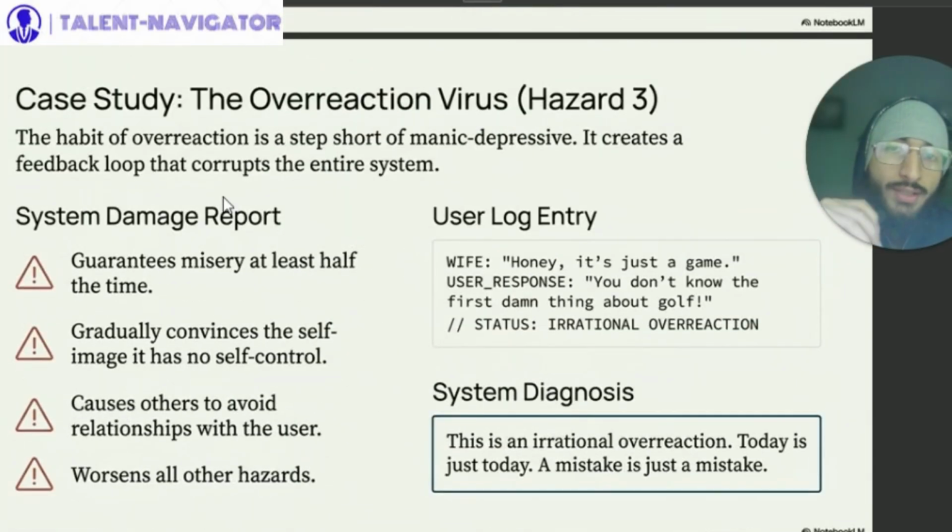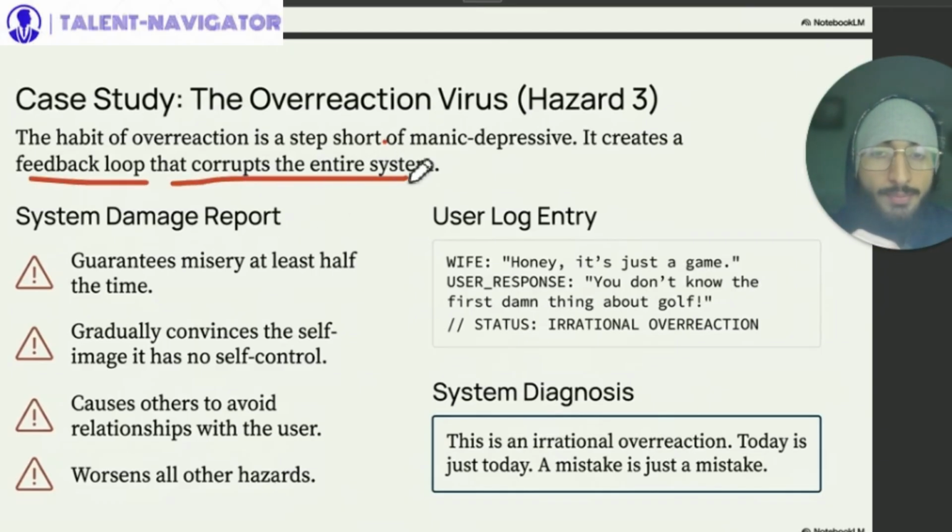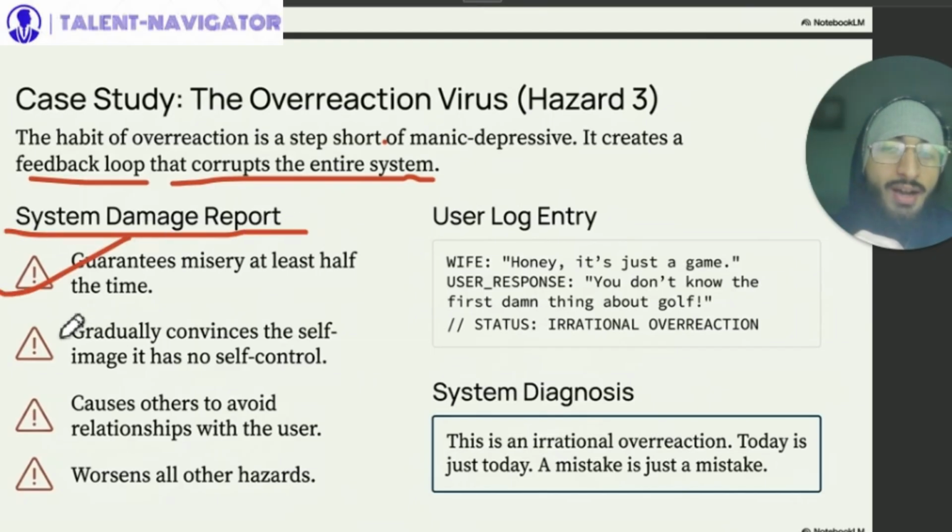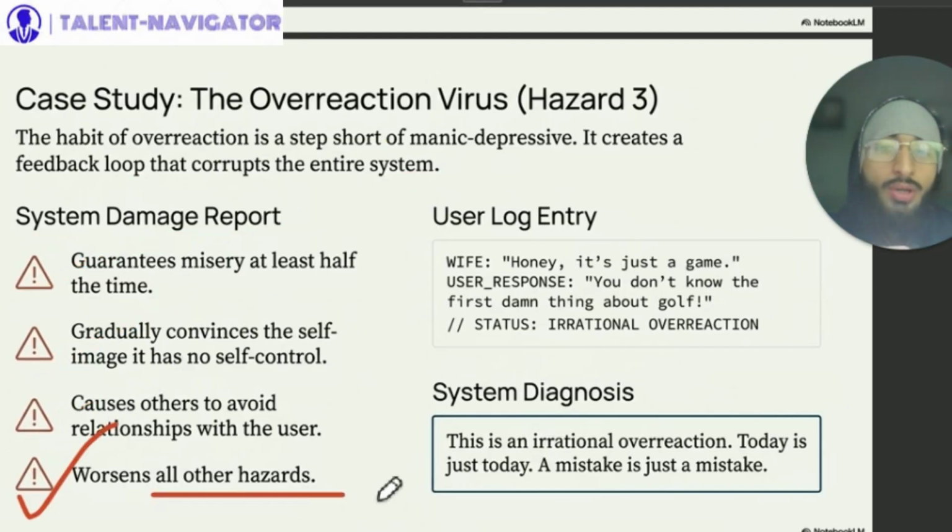Case study: the overreaction virus, hazard 3. The habit of overreaction is a step short of manic depressive. It creates a feedback loop that corrupts the entire system. System damage report: guarantees misery at least half the time, gradually convinces the self image it has no self control, causes others to avoid relationships with the user, and worsens all other hazards.